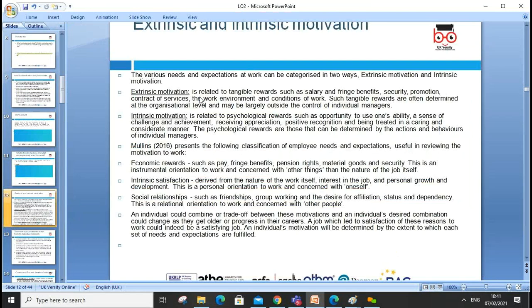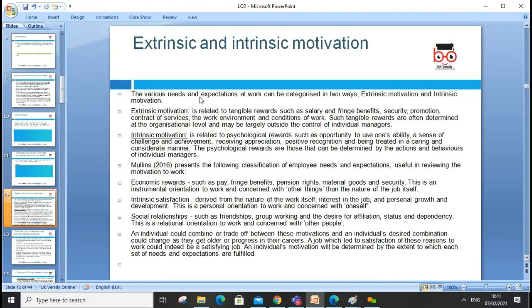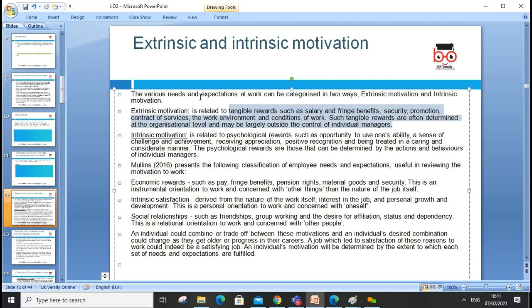Okay, next we have a key term called extrinsic and intrinsic reward that will help to motivate staff. So extrinsic is related to the tangible. Tangible means having a physical substance, like salaries, fringe benefits, security, promotion, contract services, and work environment conditions. These are the tangible. So what is intrinsic?